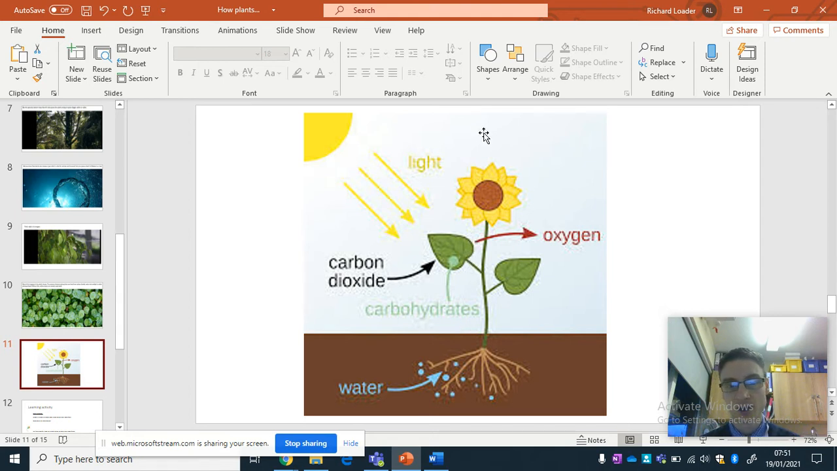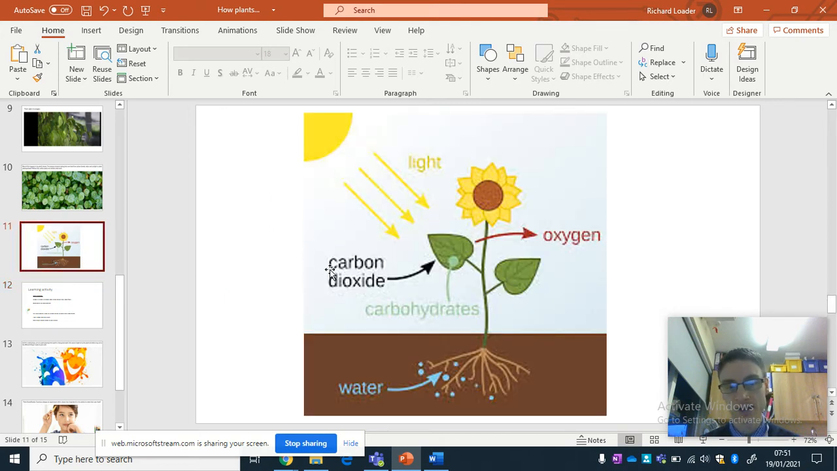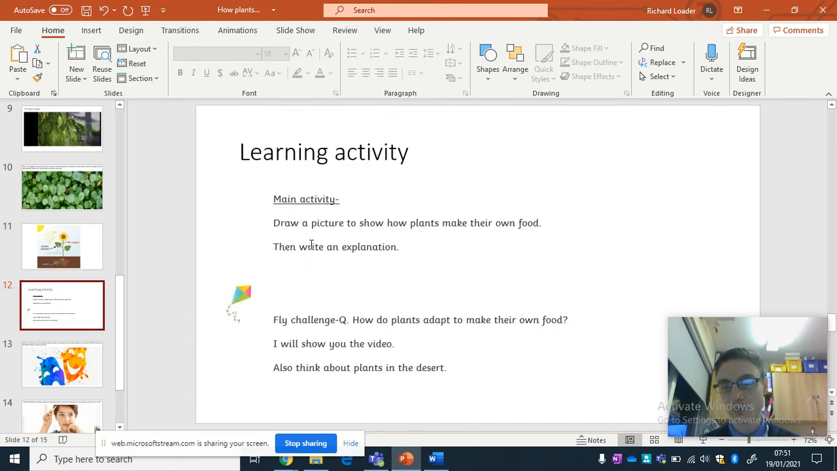Okay, so that's an example really of what I want you to do for the main activity, which I'm going to put up next. So the learning activity, what I want you to do is to draw a picture to show how plants make their own food. So they're taking in sunlight, they're taking in carbon dioxide, they're taking in water from their roots, and then write an explanation to say what's happening. Remember, an important point is that they're giving out oxygen, okay? And remember, it's glucose that they're producing.